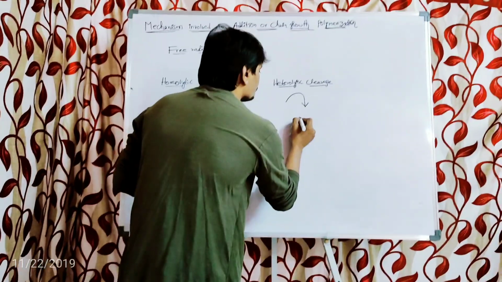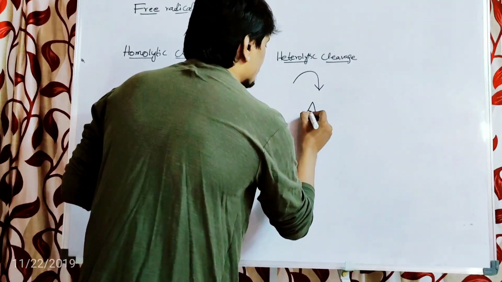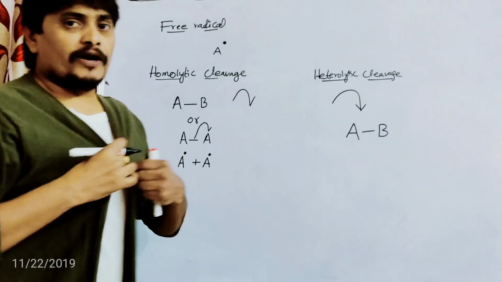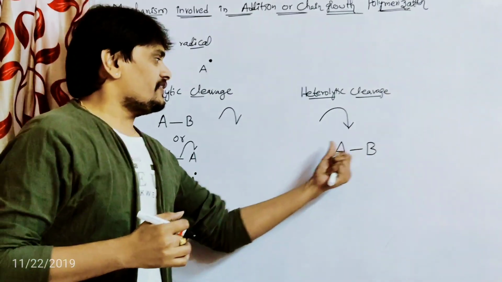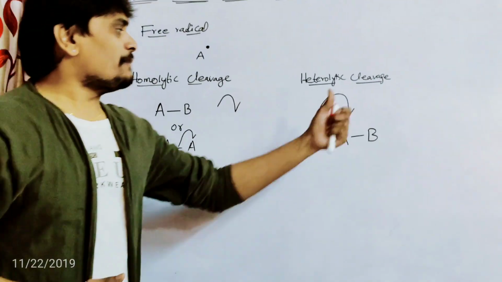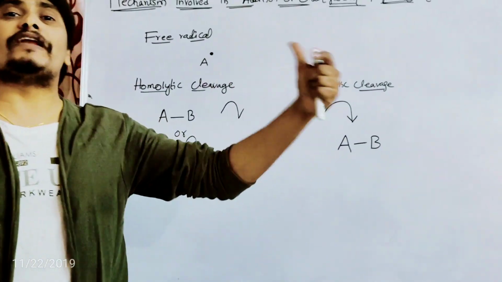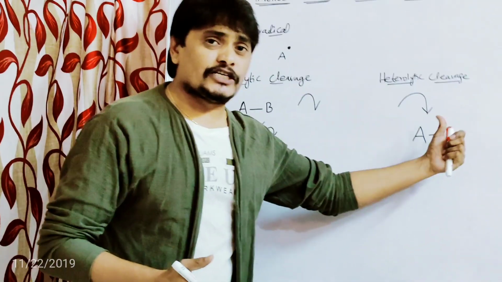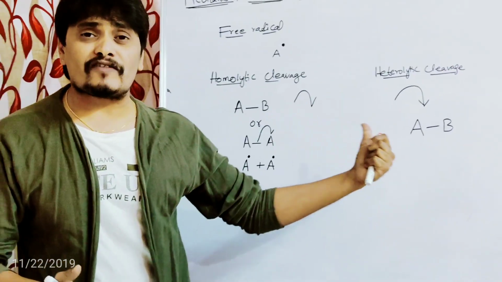Example of A, B. So A and B are the adjacent atoms. Now let us say that the electronegativity difference between A and B is more. Let us say that B is more electronegative when compared to A. Now since B is more electronegative when compared to A, what will happen, students?